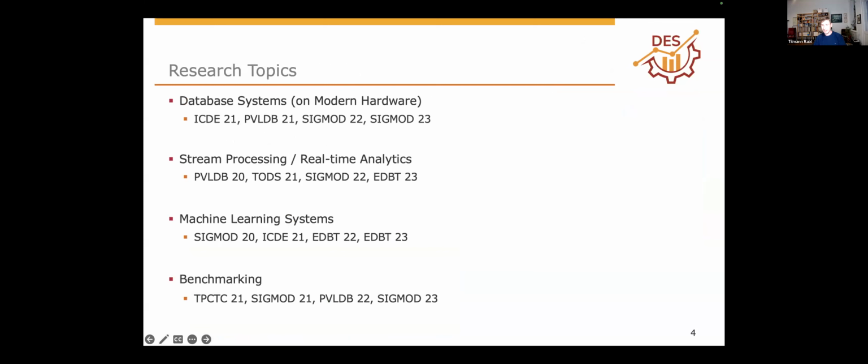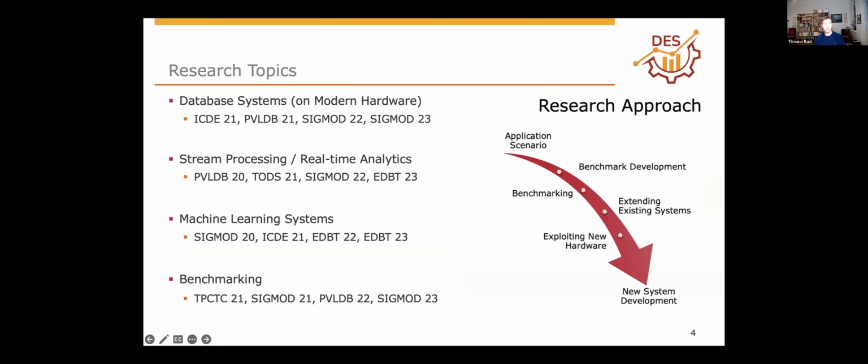My group is doing database research, all kinds of research. I don't want to go into too much detail, but one part is modern hardware, say data processing on GPU. We're usually doing some kind of application scenario, a lot of benchmarking and benchmark development. And with this, if we see there is something to do, we can get some speedups or improvements and can extend systems with modern hardware.